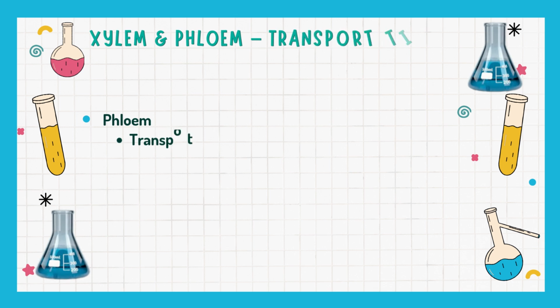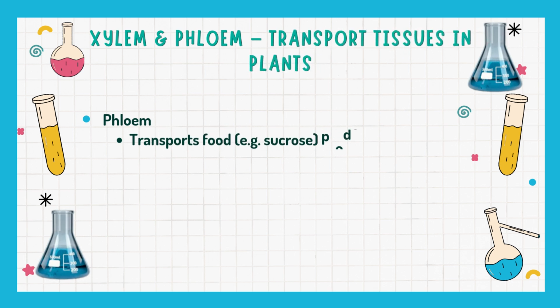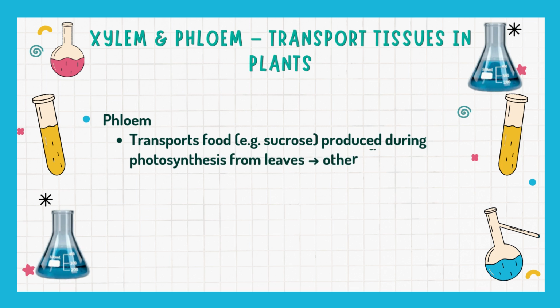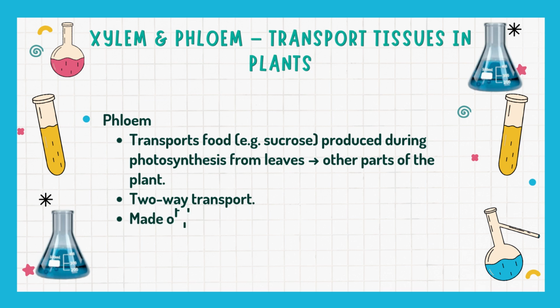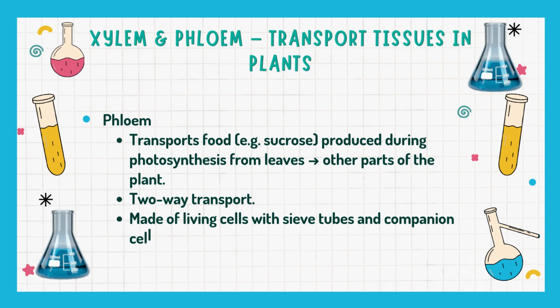Xylem and phloem, transport tissues in plants. Phloem transports food produced during photosynthesis from leaves to other parts of the plant. Two-way transport, made of living cells with sieve tubes and companion cells.